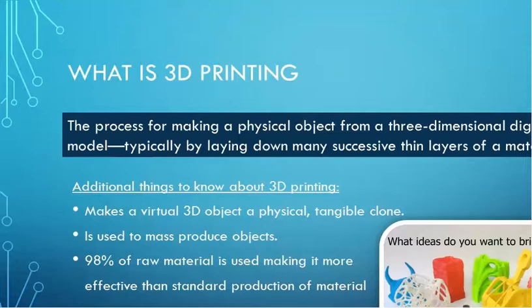Essentially, what I've narrowed it down to mean is being able to make a 3D object out of something that is virtual. When you go on a computer, you can create a 3D object, but it's a virtual object. So 3D printing allows us to turn that virtual object into a tangible clone, something that you can hold.